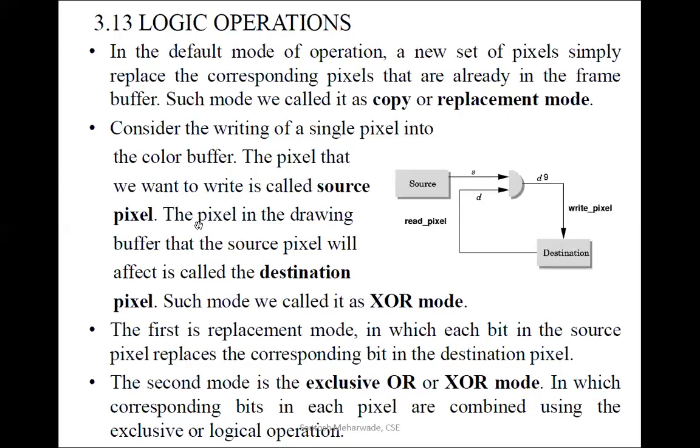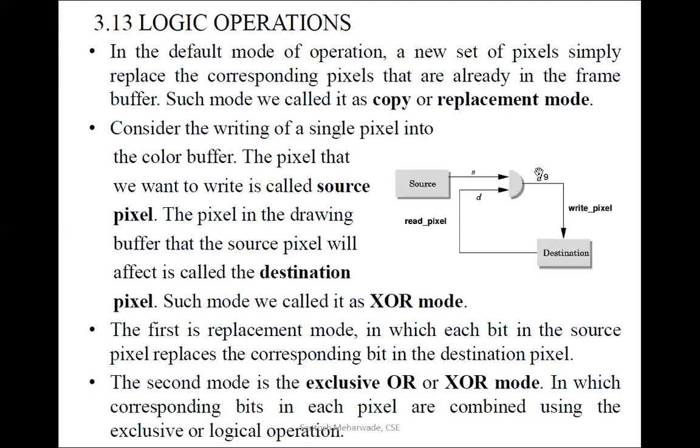Okay, so the pixel in the drawing buffer that the source pixel will affect is called the destination pixel. Here you can see a kind of XOR operation. Actually, this is not the correct symbol for the XOR operation. Here, this is not a D, this is a D dash.